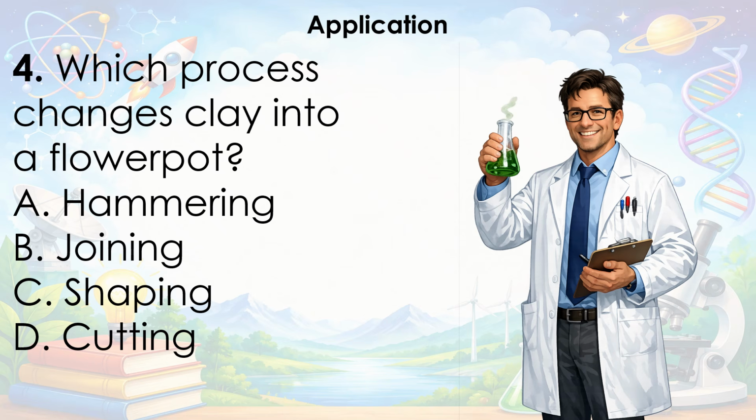Very good. The correct answer is C. Shaping. Shaping means changing the form of a material. A piece of clay may begin as one form. After shaping, it can become a flower pot. It can also become a bowl, toy, sculpture, or another object. Can you think of another object that can be made by shaping clay? Maybe you thought of a bowl, a cup, a toy, or a small sculpture. Excellent.